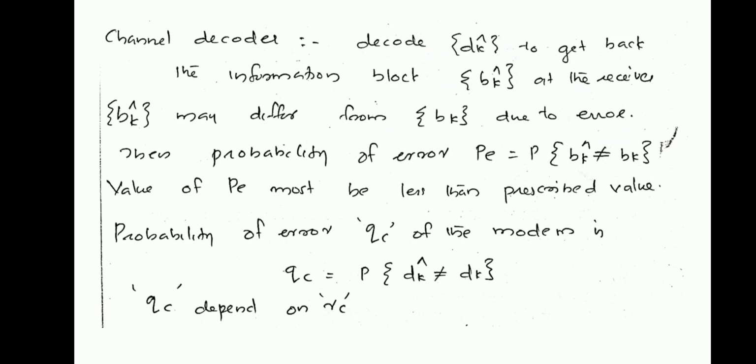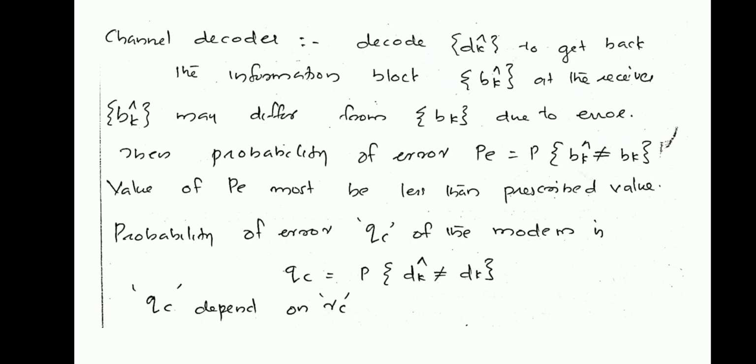But sometimes this bk and bk dash are different. That means there is an error. So to find this error, to check this error and to correct this error, we are using the extra bits added by the channel encoder. The probability of error P is represented as P of bk dash not equal to bk. So there is a probability of error if bk dash is not equal to bk, and this value of probability of error must be less than a prescribed value.